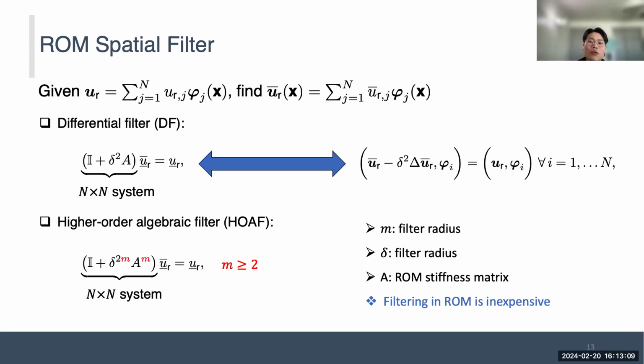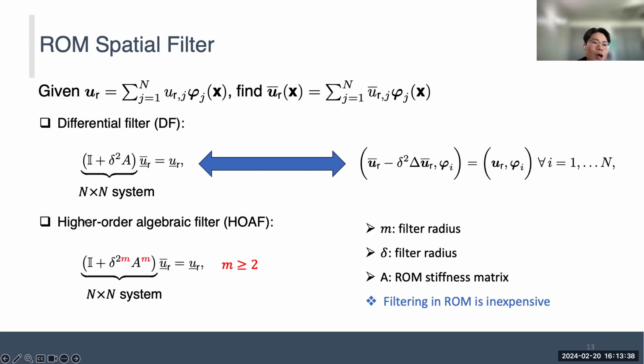So in the differential filter, we're solving a Helmholtz problem, but of size n by n. So it's just a very small system. And one nice thing about differential filter is that it has a corresponding weak form. For the higher order algebraic filter, the system is similar, but now we have a power of m in both filter radius, delta, and a stiffness matrix A.